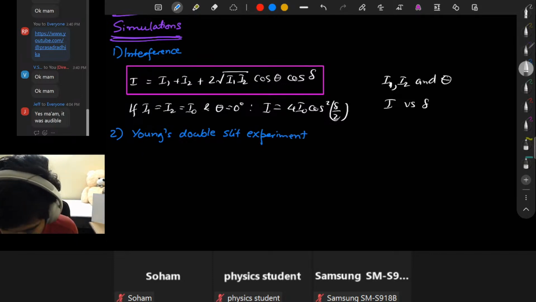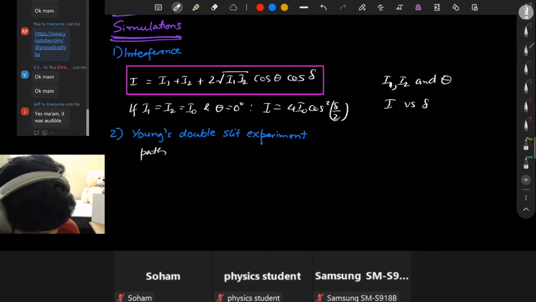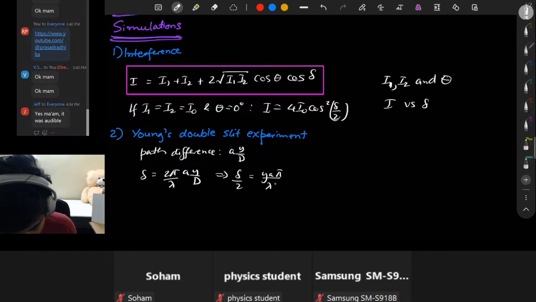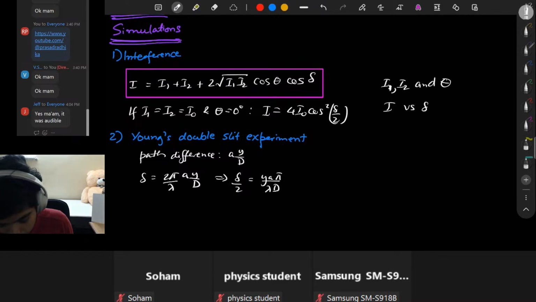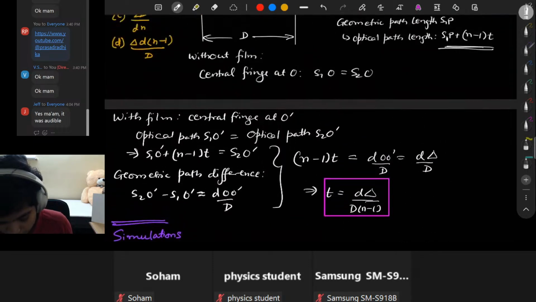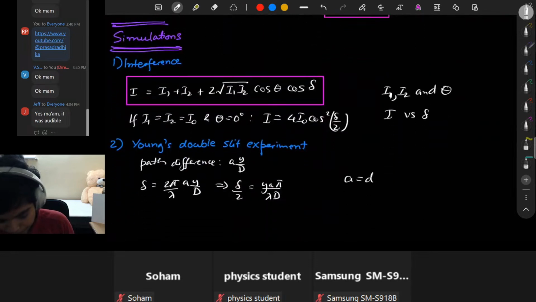So in Young's double slit experiment, we had seen that the path difference is a y over D, where y is the position on the screen. So the phase difference delta is 2 pi by lambda times a y over D. So delta by 2 is nothing but y a pi over lambda D. And if this causes confusion, a is the same as small d used above, which is nothing but the slit separation.